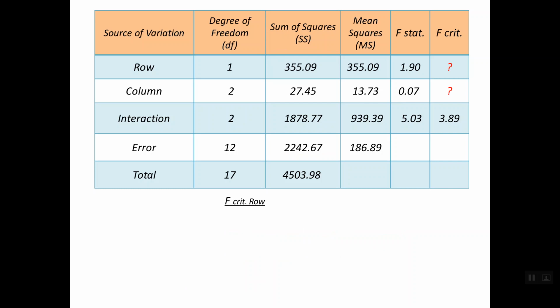Now the only missing values are the F critical for both the first factor and the second factor. And we know how to determine the value of the F critical for any factor. We should first know the value of the probability, which is the area to the right of the F critical, which is the same as the significance level, which is equal to 0.05. It is given in our question.